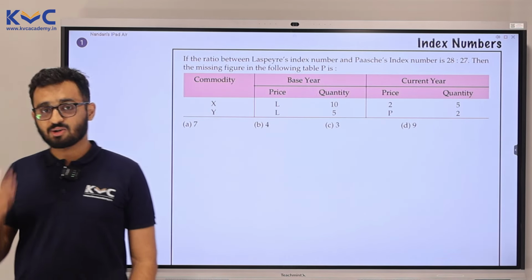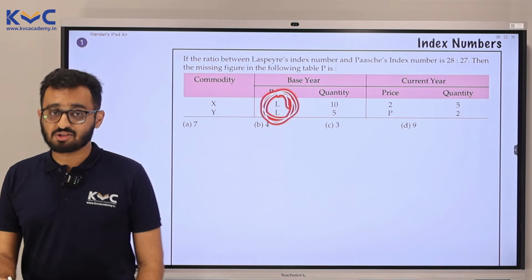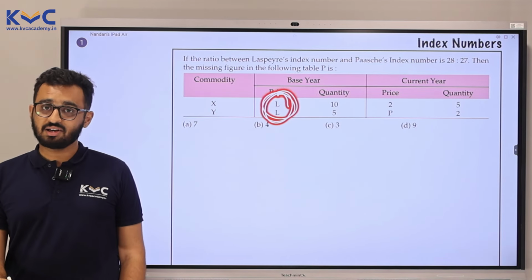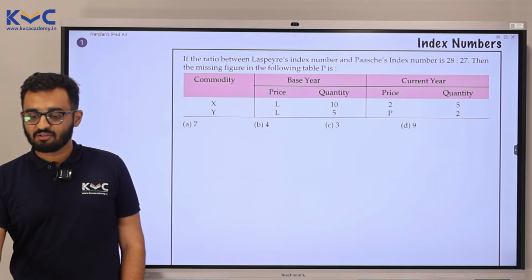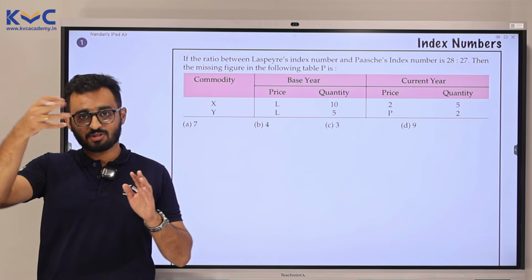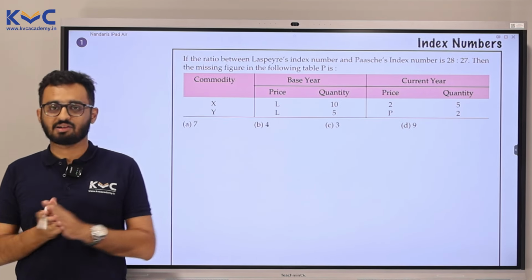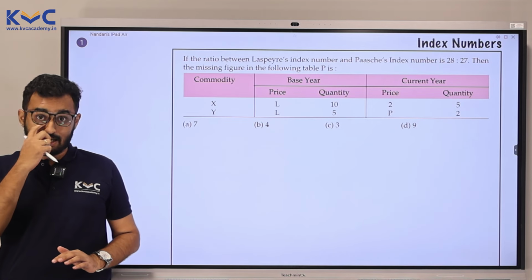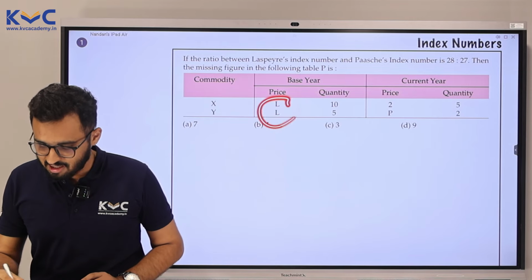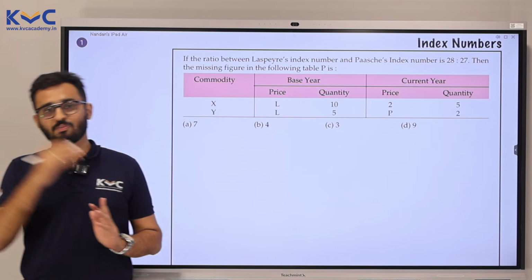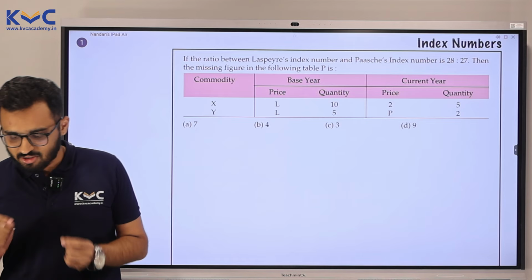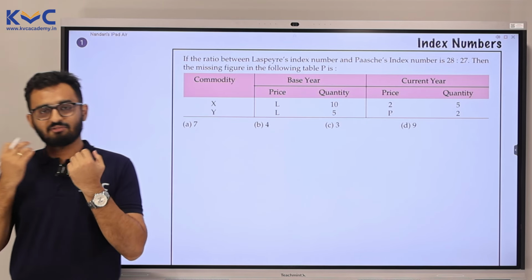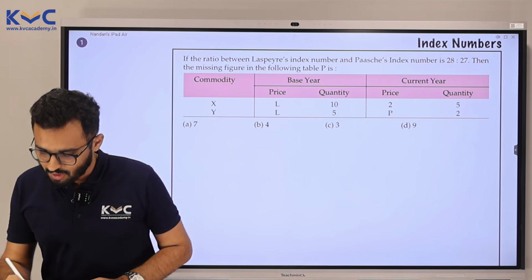But what to do in MCQs, guys? If these values were given, I could have told you we'll try trial and error. Of course, trial and error in statistics generally doesn't work because we'll have to see summation P1 Q0 divided by summation P0 Q0, all those calculations. But at least if this was there, we could have tried something using our calculator. But here, even the price of X and Y for the base year we don't have.